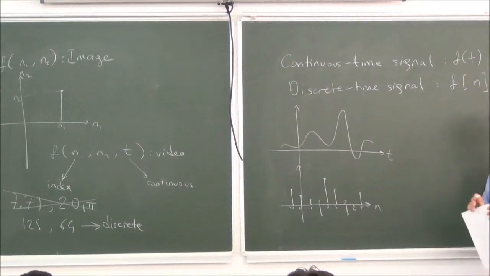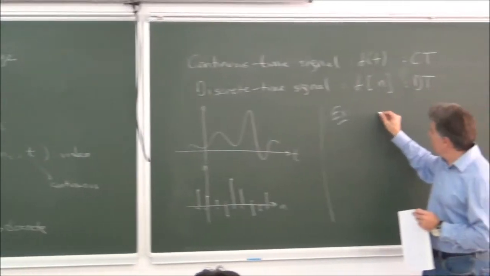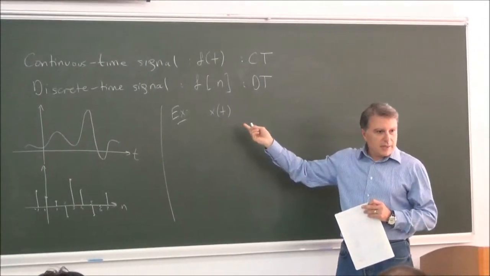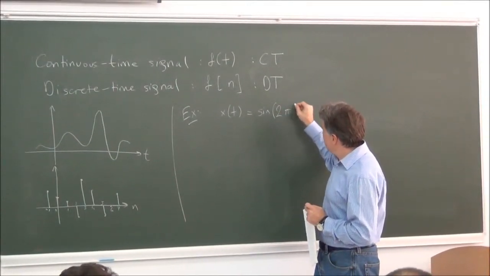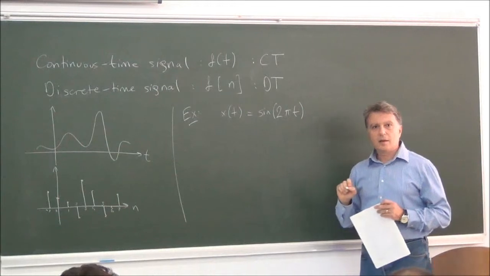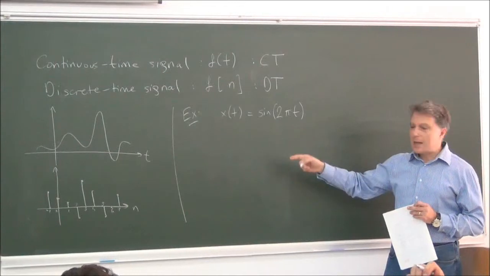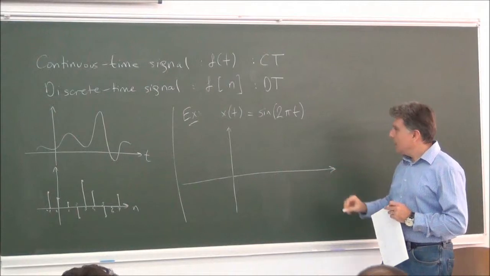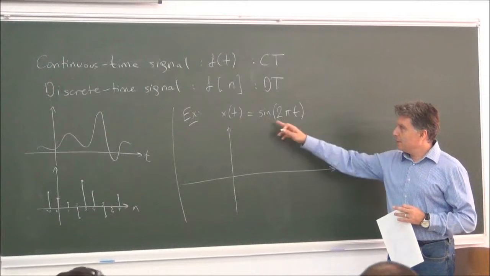I have encountered several exam answers when I ask the student, for example, to draw x of t. You see now I'm not saying f, but x of t is equal to sine 2 pi t. Now what is this? Of course it's a continuous time signal, and you have to accurately draw it with some legend points. It's a sine wave, sinusoid.